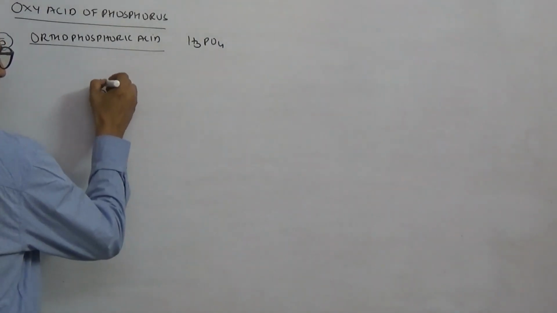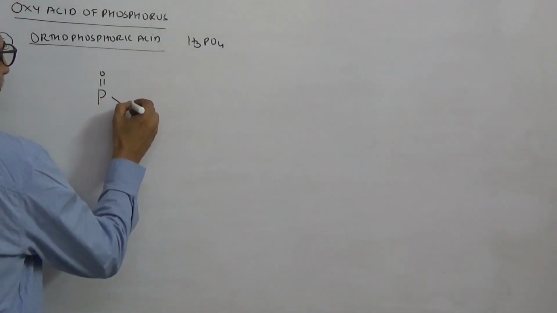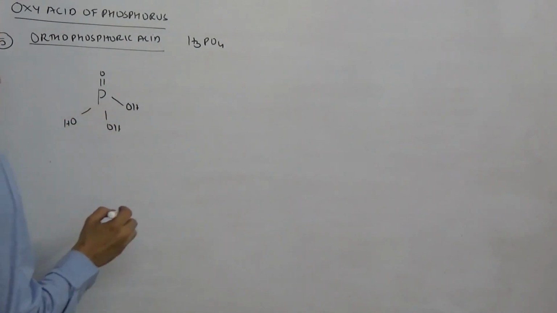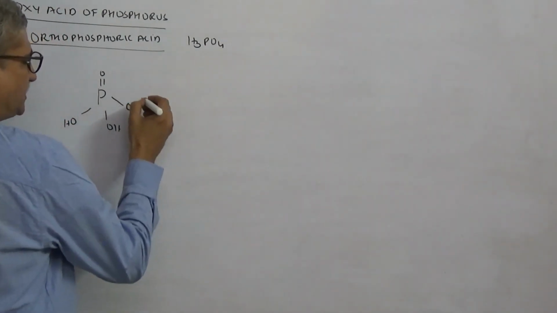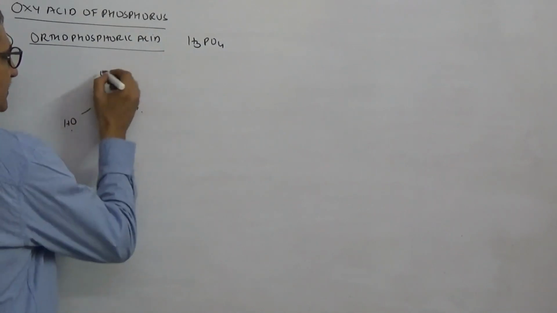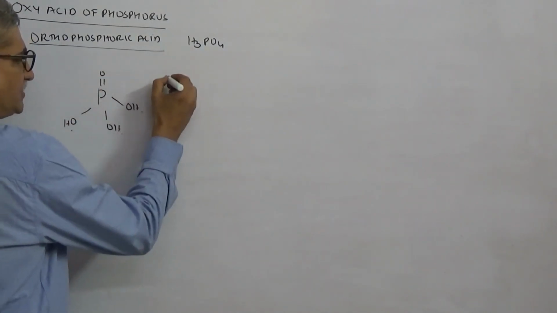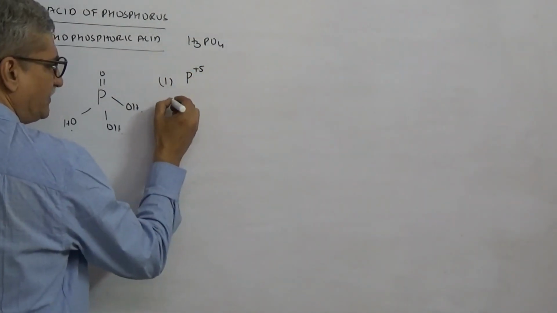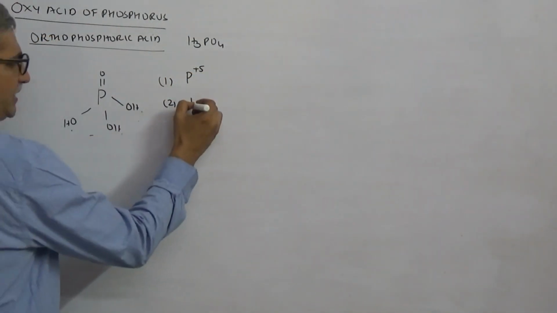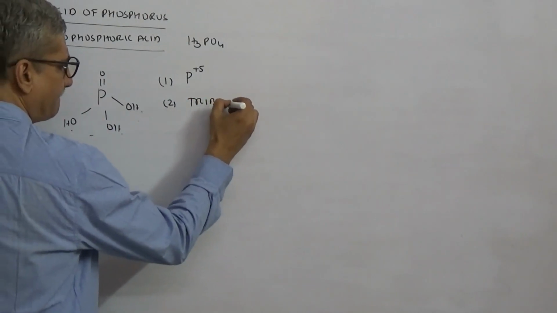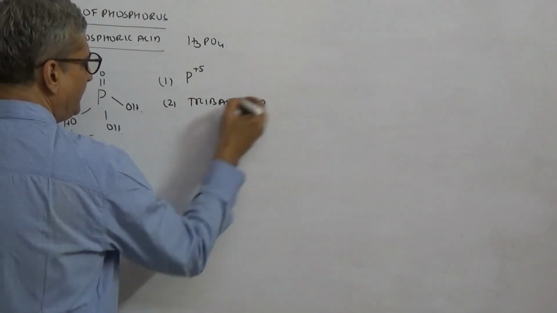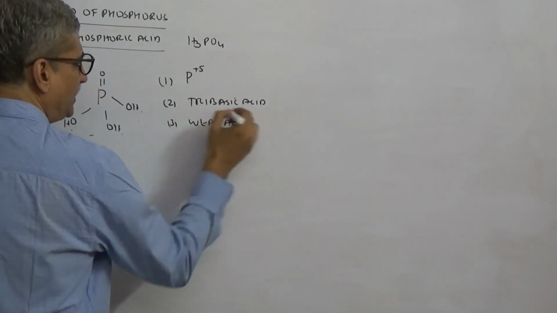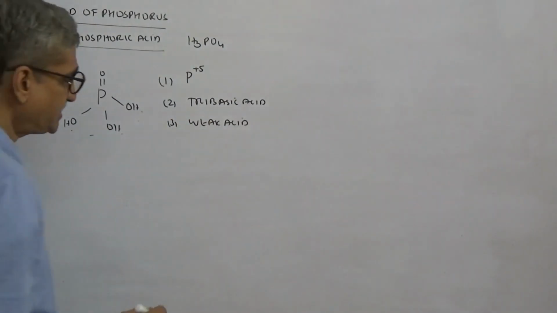It has a structure P double bond O, OH, OH, OH. So what does this tell us? It tells us that the oxidation state is -1, -2, -3 plus -2, -5. First, it has phosphorus in an oxidation state of +5. Second, with 3 OH groups, it is a tribasic acid. Third, it is a weak acid. It undergoes dissociation in 3 stages.